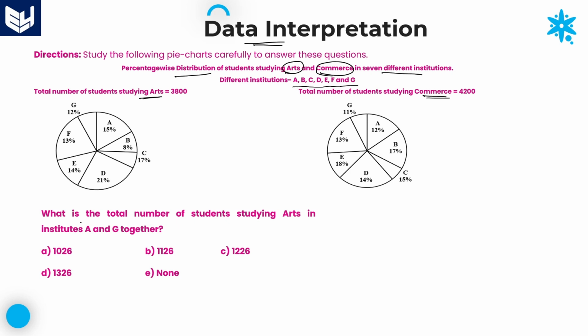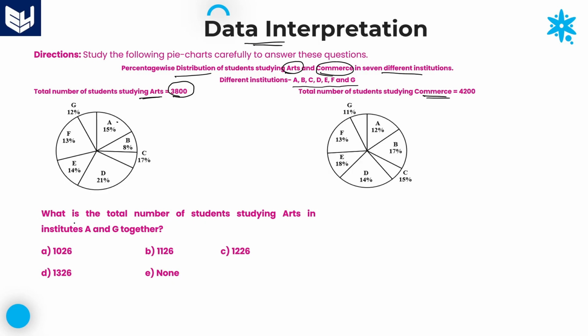First of all, see, some people what they will do is first they will calculate A in arts, how much value. Total arts is 3800. A is having 15 percentage. What is 15 percentage of 3800? Like that they will calculate each and every value. But that particular thing is not at all required. In examination point of view, while solving the problems, whatever the things are asked in each and every question, only those things you can calculate and remaining all are not required.